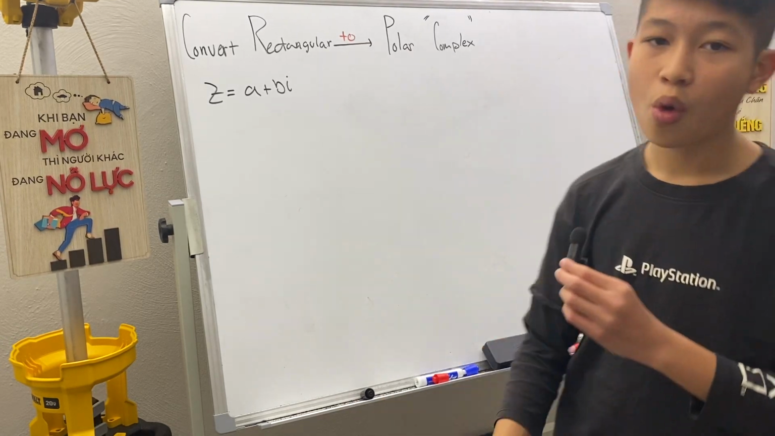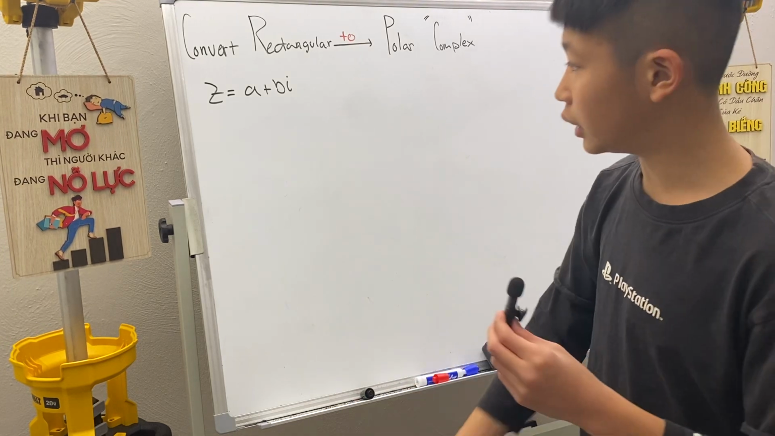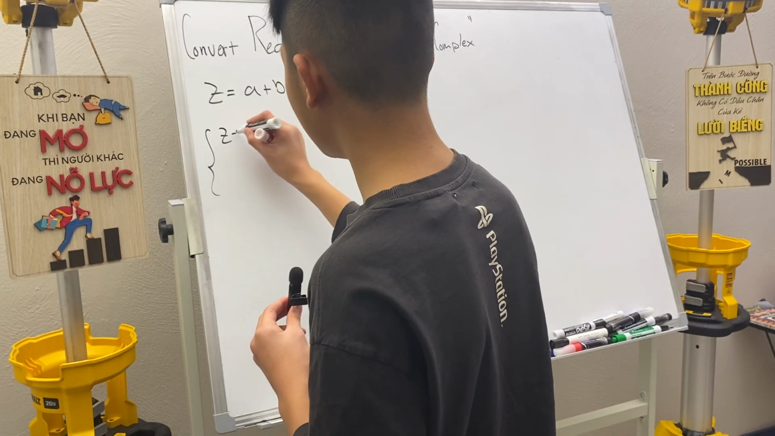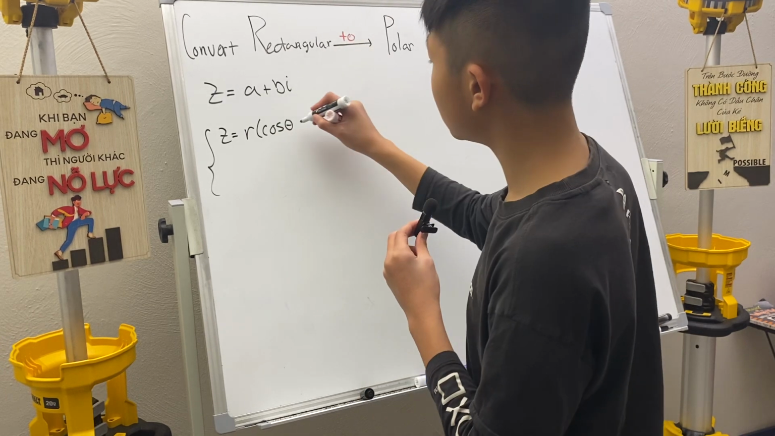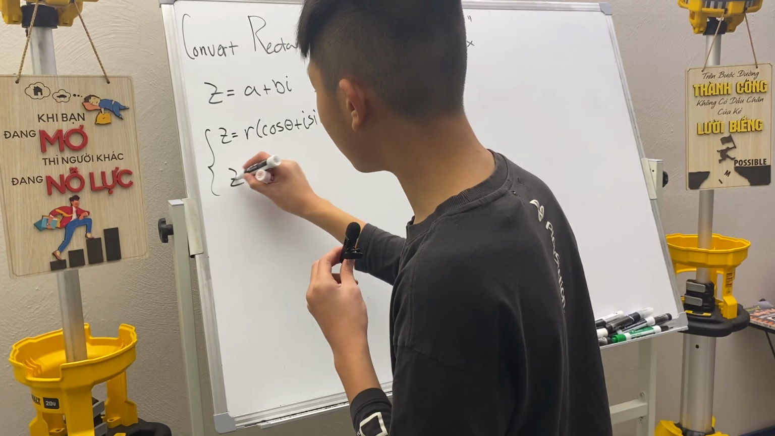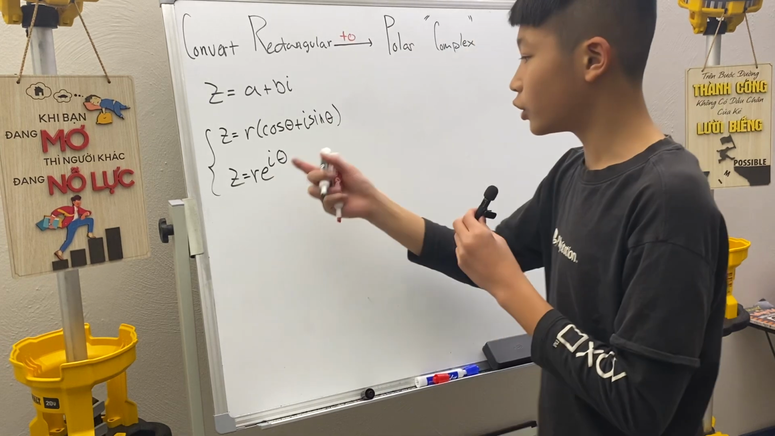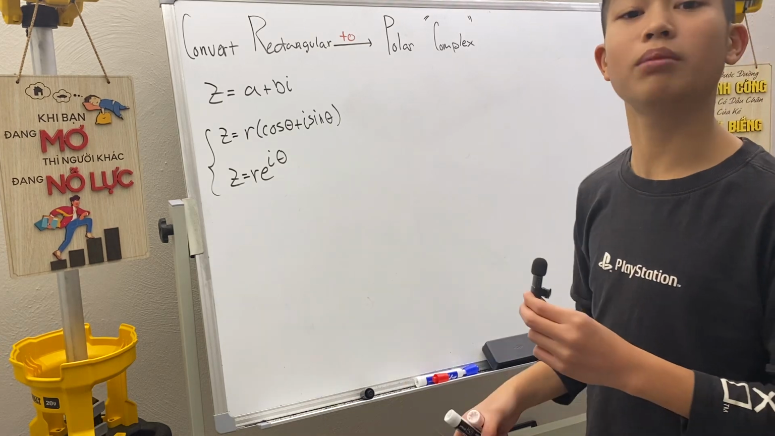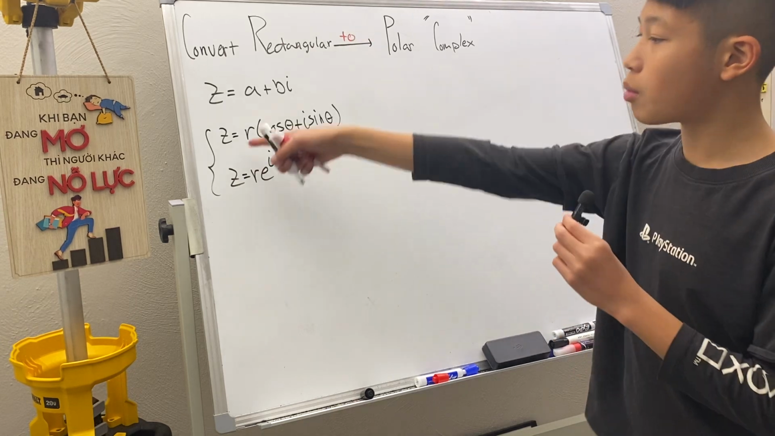And what is polar form? We have two forms, the polar form and the Euler form, but they are equivalent. The polar form is z equals r times (cosine theta plus i sine theta). And the Euler form is r e to the i theta. It looks pretty amazing, right? Because e to the i pi is minus 1. Anyway, we're not talking about that. These are the same thing, but this is polar form and this is Euler form.